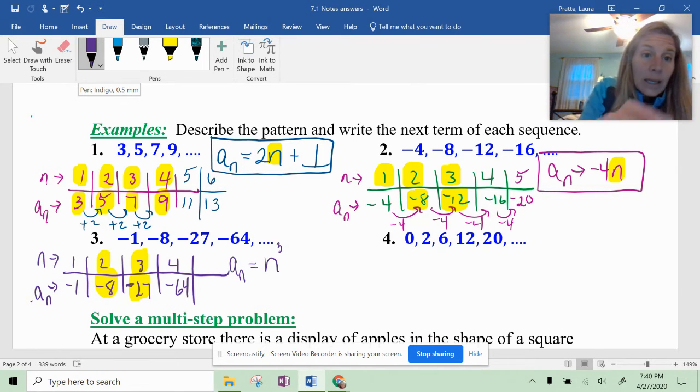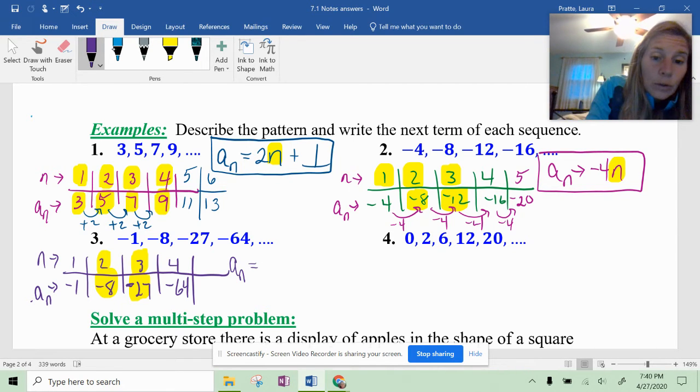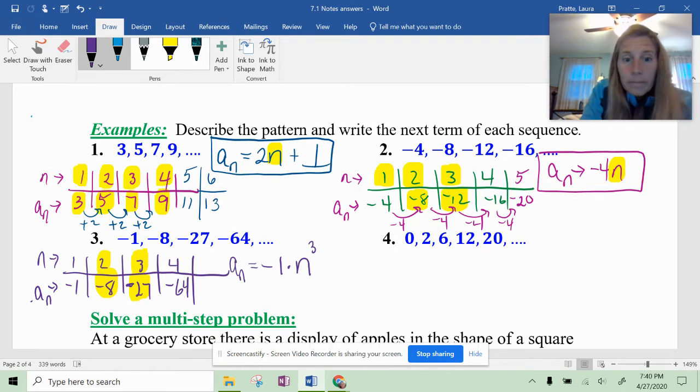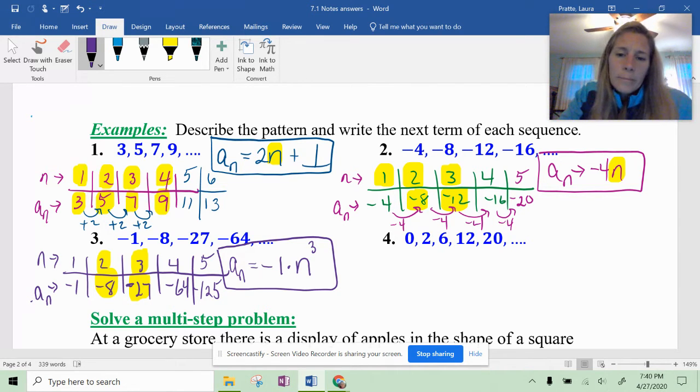Now the only trick is that these are all negative. So after I cube it, I'm going to have to multiply it by a negative 1. So this would be my rule. So again, this one's a little bit trickier. Now 5, the perfect cube there would be 125, so that's negative 125. So some of them are going to take a little bit of playing around with.